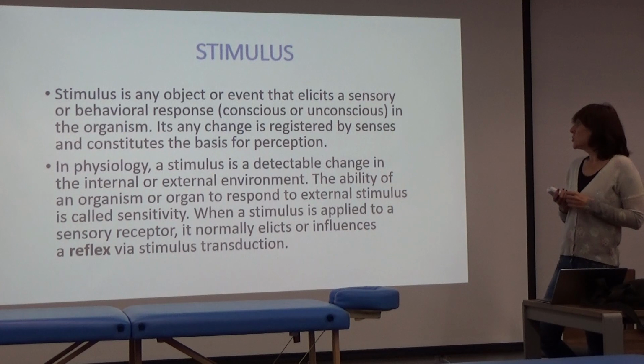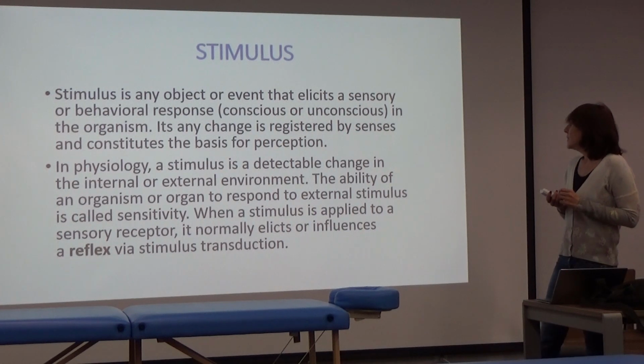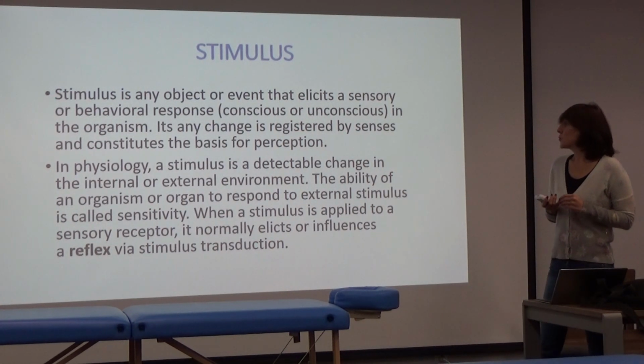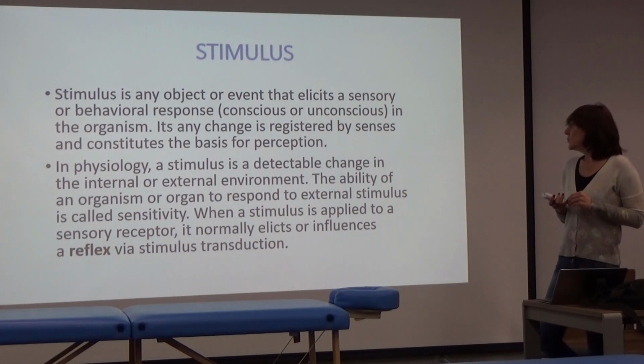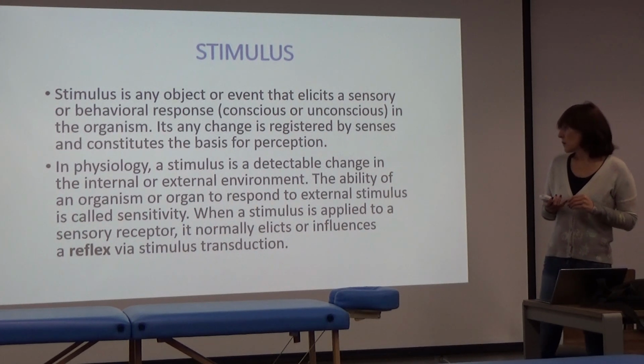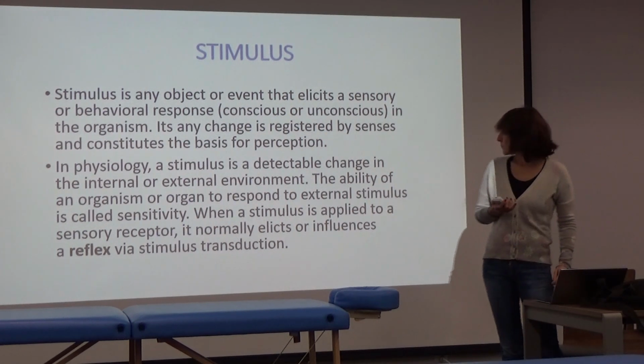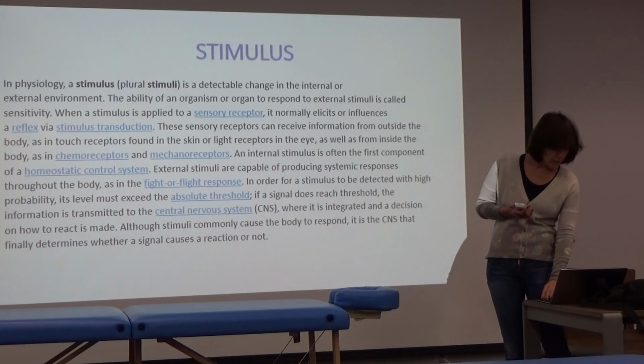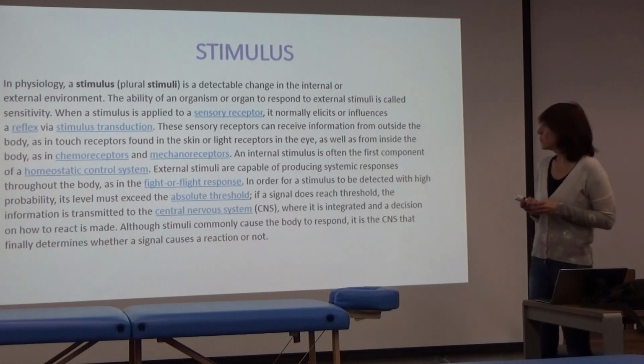In physiology, a stimulus is a detectable change in the external or internal environment. And the ability of an organism or organ to respond to an external stimulus is called sensitivity. When a stimulus is applied to a sensory receptor, it normally elicits or influences a reflex via stimulus transduction. So we know already that the reflex is an automatic response.